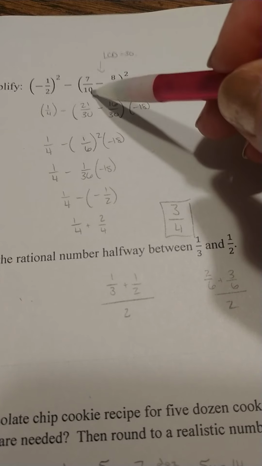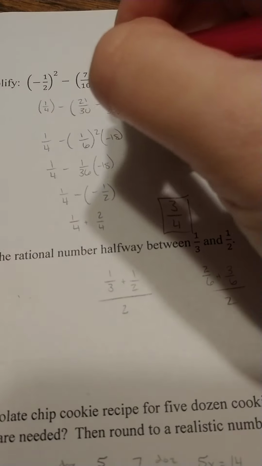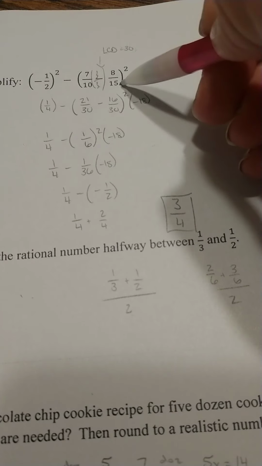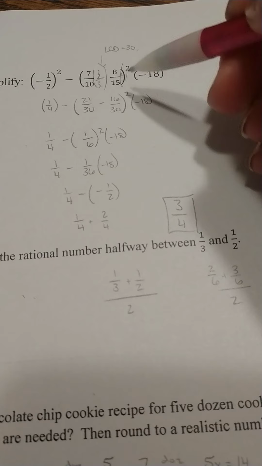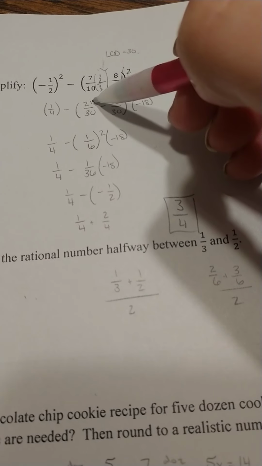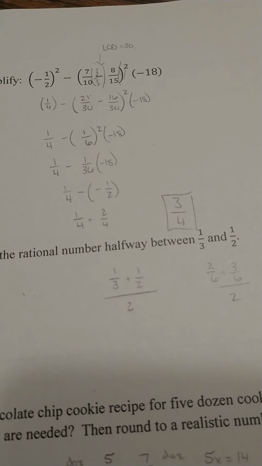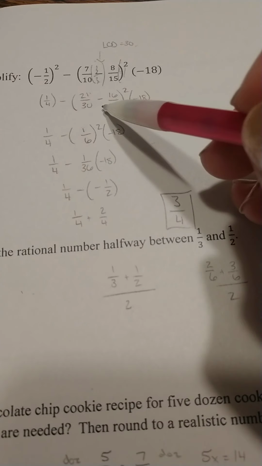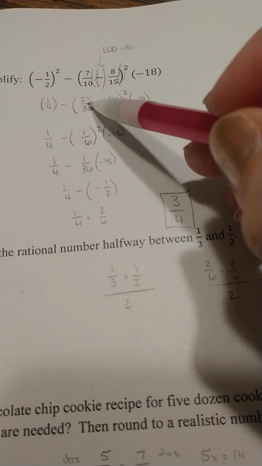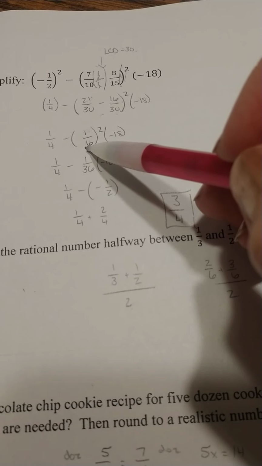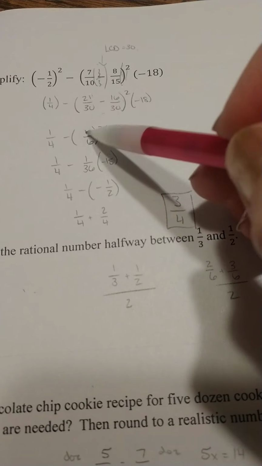So to get 10 to 30, we multiply by 3 on both sides, our top and bottom. So that would be 3 over 3. To get 15 to 30, it's 2 over 2. So 7 times 3, that's where the 21 came from. 8 times 2, that's where the 16 came from. And then to get from here to here, 21 minus 16 is 5. 5 over 30 reduces to 1/6. So that's where this came from.